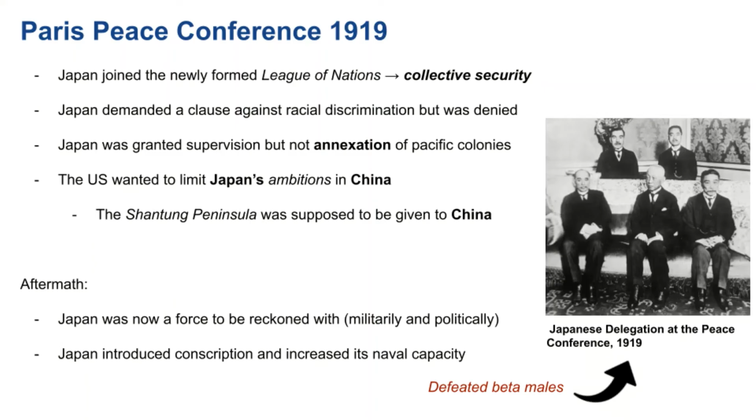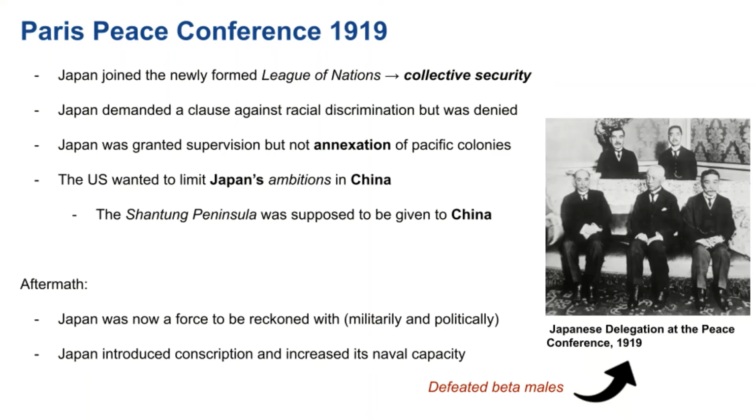The First World War is over and peace is settled at the Paris Peace Conference in 1919, where Japan is allowed to join the newly formed League of Nations, and the idea of the League is collective security, so the concept that all members of the League protect each other in the event that one should be threatened.